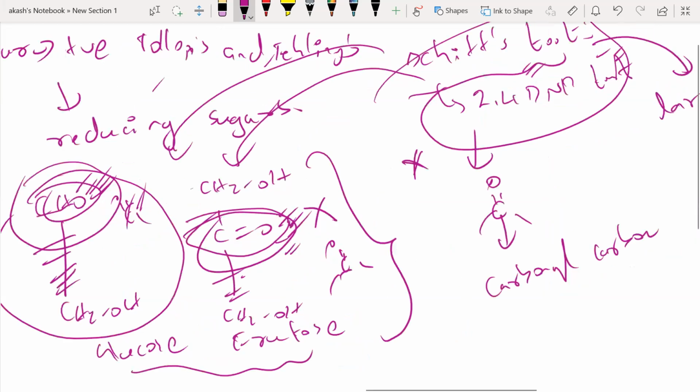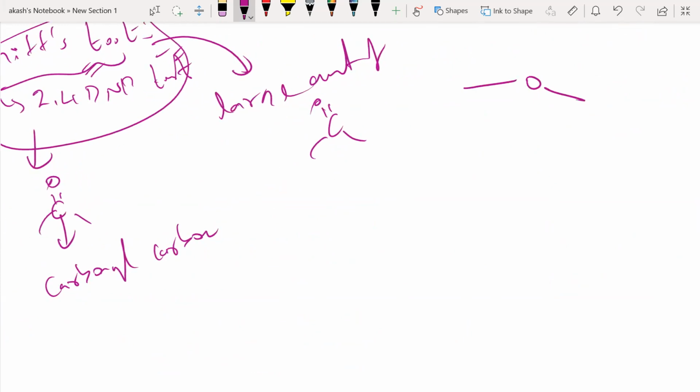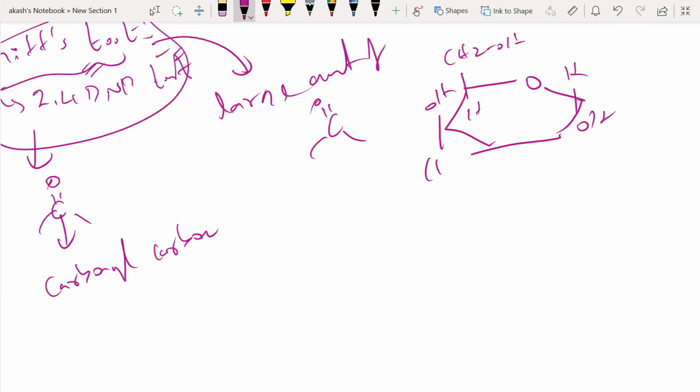I think you must have seen something like this, right? You would have written O with a 6-membered ring, right? You would have written H, OH. Say here I had CH2OH and H, OH, H, H, OH, H, OH, something like that you would have written, right? This is what is called your cyclic structure, right? Cyclic structure of glucose. This is particularly for glucose.